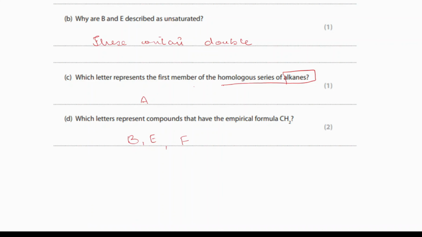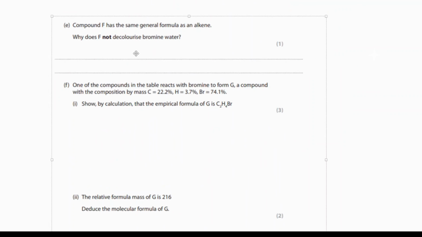The next part is you have to calculate something. Okay, I'm leaving one question from the E part. We'll discuss it later when we discuss the reactions of alkanes, which we are going to do later today.